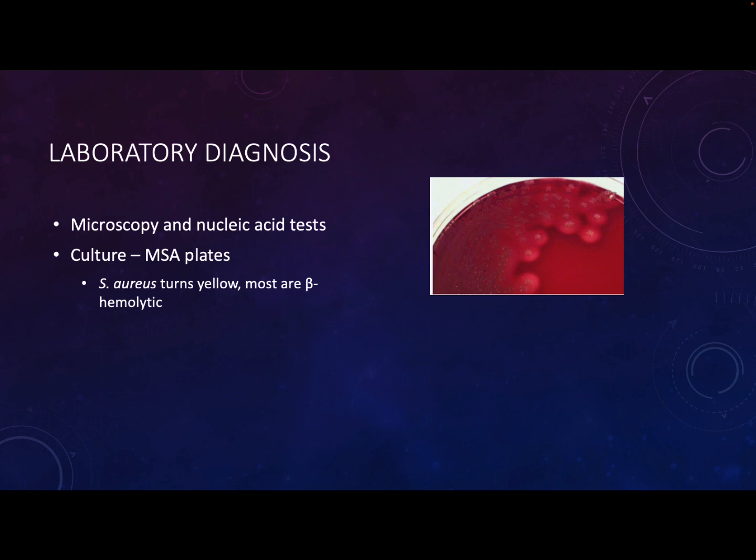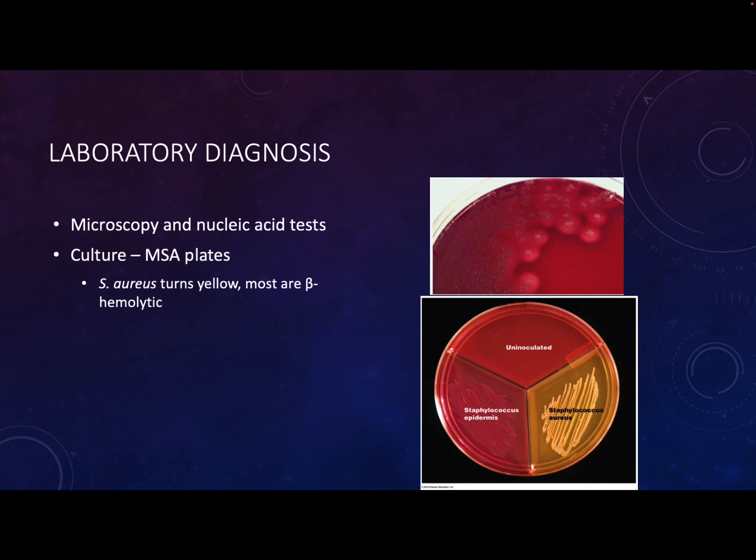Most of them are beta hemolytic. It doesn't look great on this image projected on the screen. But remember, beta hemolysis is a complete breakdown of all the red blood cells. So you'll see your colony of bacteria and then a complete zone of clearing around it. That's beta hemolysis.